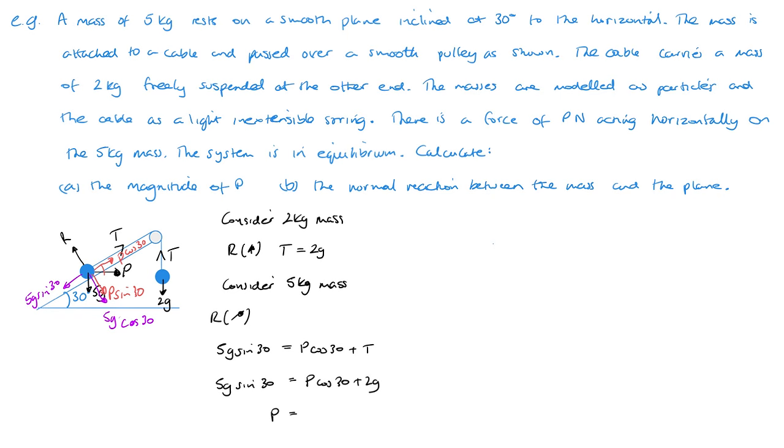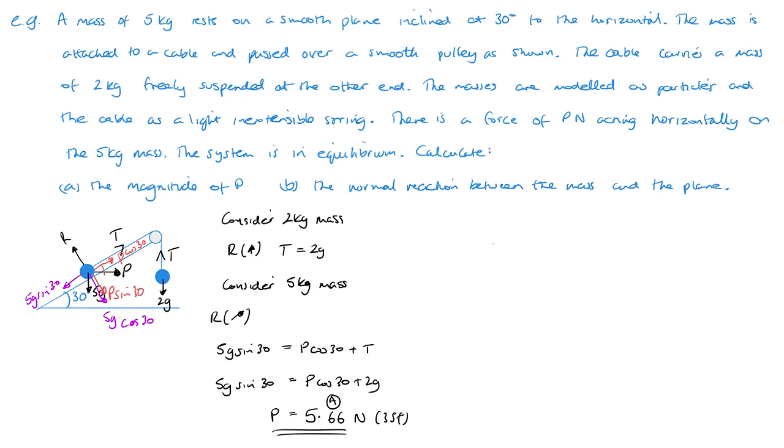So now I can rearrange and solve for P, and P is 5.66 newtons to 3 significant figures. Now, as always, I'll store that as A. I always store A at the beginning of the question, and then B and C and so on if I need more going throughout. So we've done part A, now we need to do part B. We need to find the normal reaction.